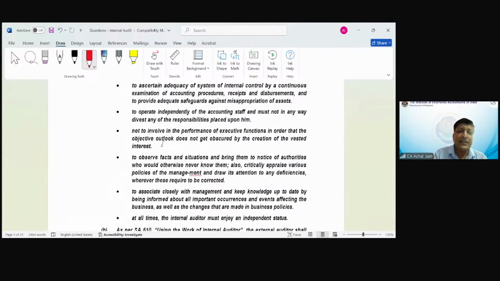Now, what were those things that we discussed? We talked about the internal control system. Whether that is related to accounting or anything else, the internal auditor has to look at it. To operate independently of accounting staff. Of course, independence has to be there. Not to involve in performance of executive functions. To observe the facts and situations and bring them to the notice of the relevant authority. Yes or no? And to maintain independence. Correct? So whenever you have this question, these responsibilities you'll have to put down.